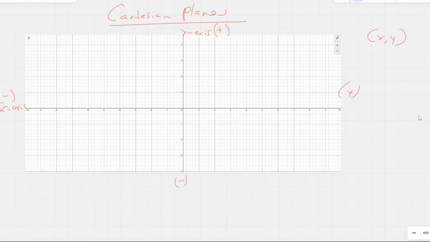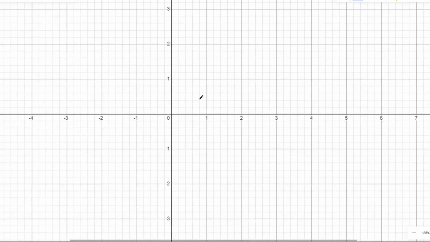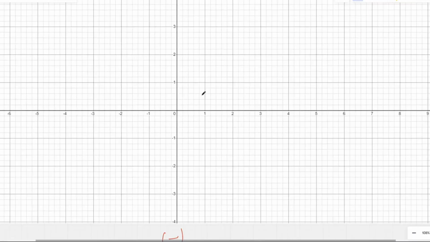Let's say I have an x value of 1, and let's say I had a y value of 1. Where would this point be on this graph? You know what? Let's actually zoom in a bit. Okay, I think that's enough zoom. So we're trying to plot the point 1, 1.